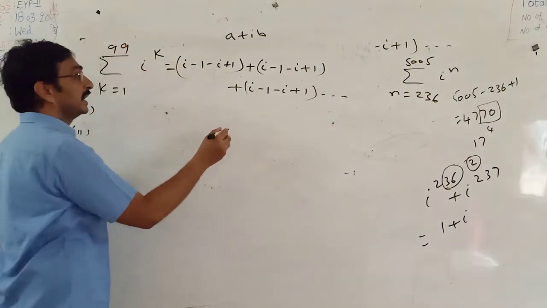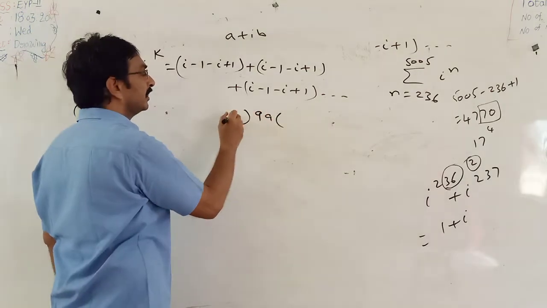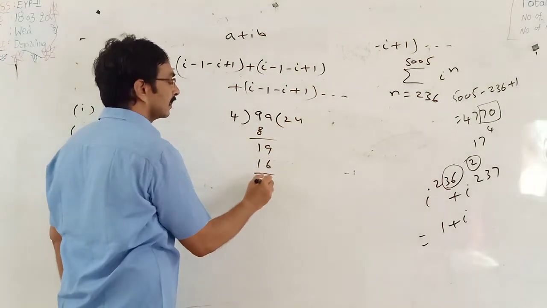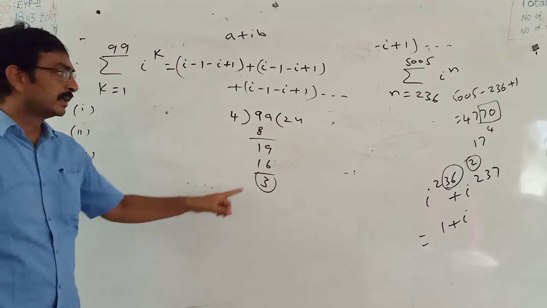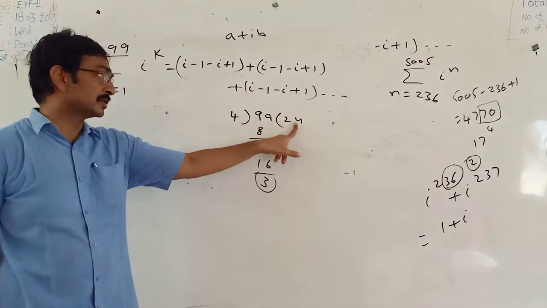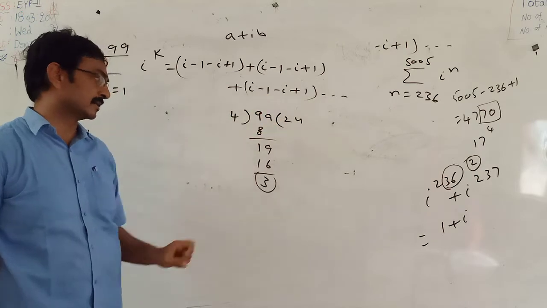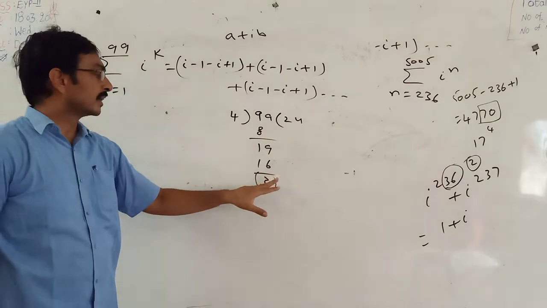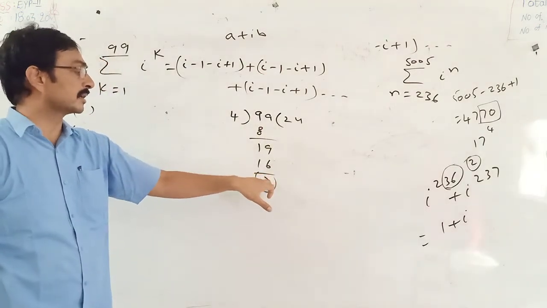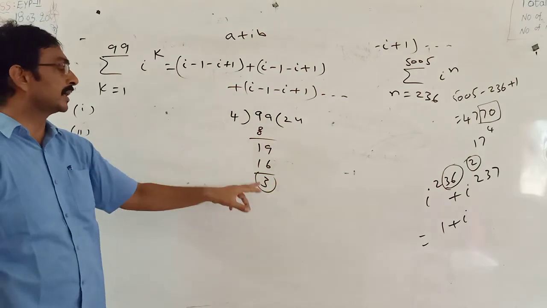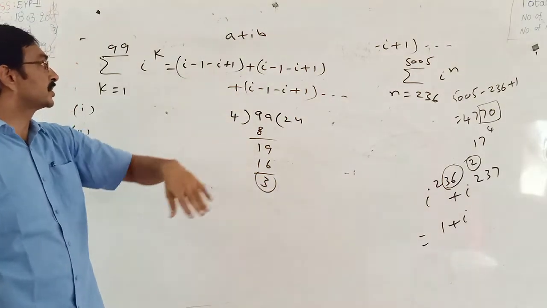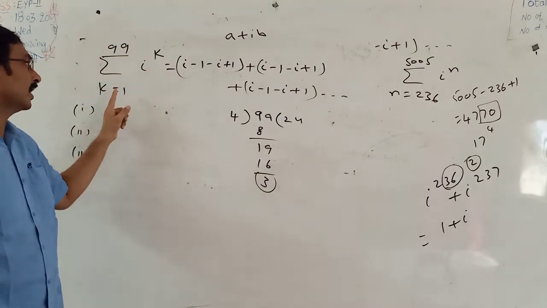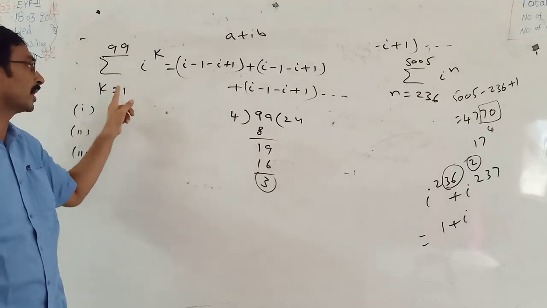First number of terms is 99. Divide with 4. 4 2's 8, 90. 4 4's 16. Remainder 3. This quotient 24 denotes number of these type of brackets. This number 3 is, after completion of these brackets, the last remaining 3 terms. There exist remaining 3 terms. We can take these as first 3 or last 3. Last 3 means 99 case, 98 case, 97 case. First 3 means 1 case, 2 case, 3 case. K equals 1, 2, 3.